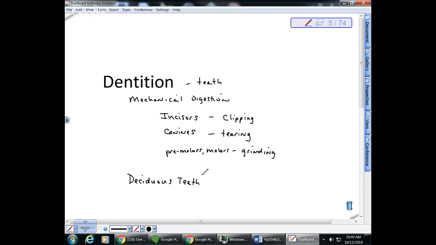Nope, actually, that would be heterodont. Hetero means different teeth. What does a deciduous tree do in the fall? Changes color and the leaves fall, right? So your deciduous teeth are sometimes referred to as your milk teeth. Right? So these are your baby teeth.